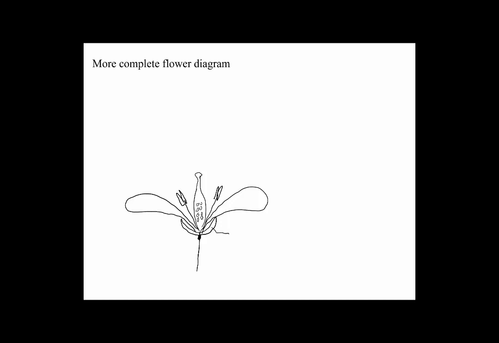So as we learned, this green appendage is called a sepal. And what I'd like to share with you is that there's a collective term for all of the sepals together. The collective term for all of the sepals together is called the calyx.